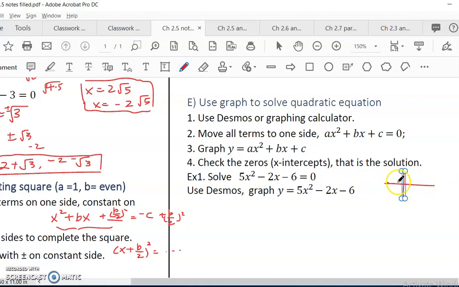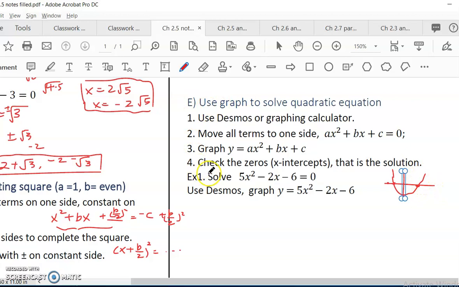So whatever graph that you have, whenever we graph an x squared equation, it's a parabola. It would be either going up like this or going down. And these two x-intercepts, if they exist, would have y equal to 0. So that is our equation, y is equal to 0. So the two x-intercepts would be the solutions.